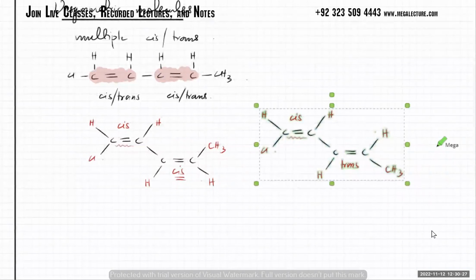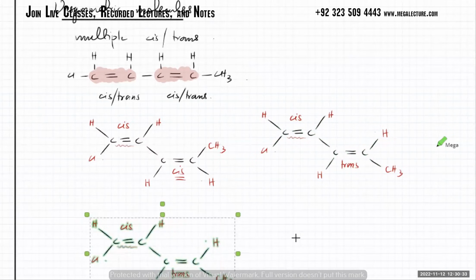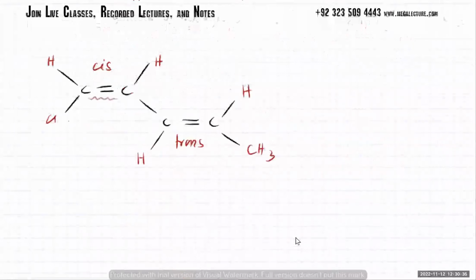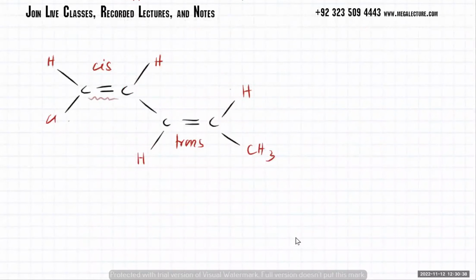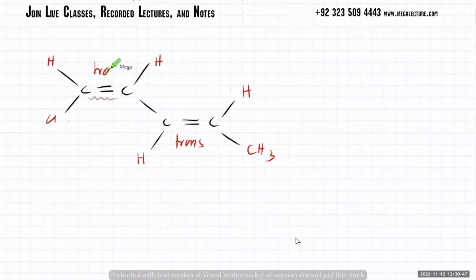Then there's going to be another version. In this other version, the first one could be trans. बल्कि दोनों trans हो सकते हैं, ठीक है? I mean, the first one could also be trans. To make the first one trans, I would have to take the Cl upwards. Okay, so that is going to be trans.